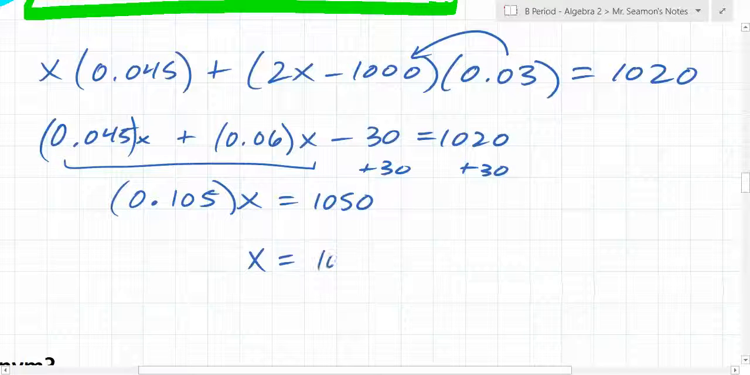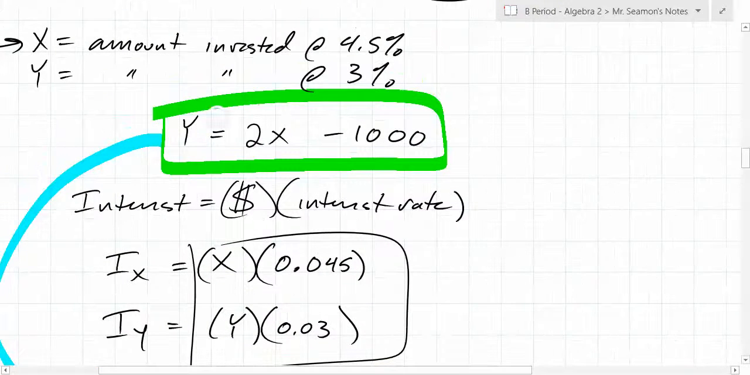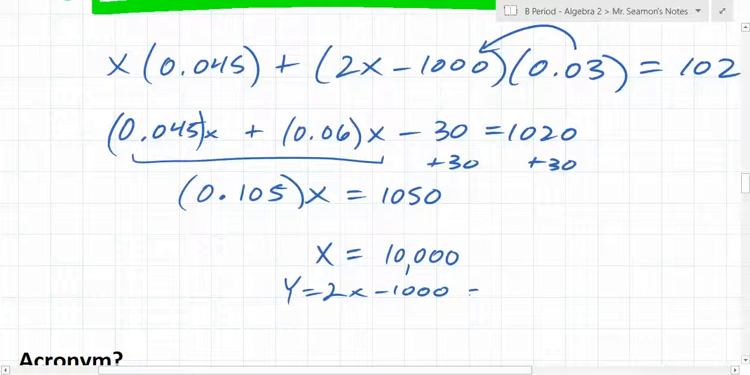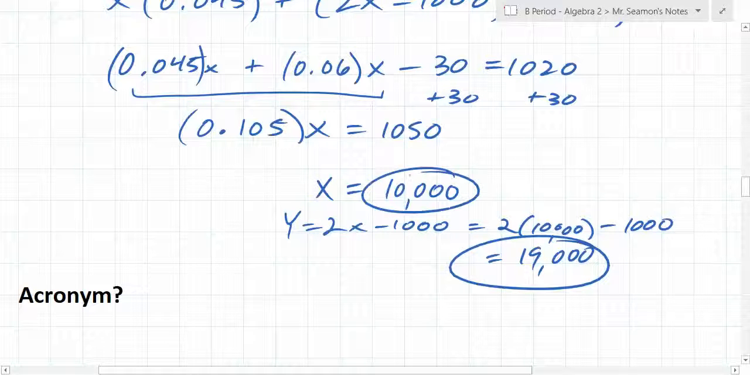10,000. Correct. It's 10,000. Now we have X, but are we done answering this question? We have X. What do we need to find? Well, what do we know Y equals? 2X minus 1,000. We know that Y is equal to 2X minus 1,000. So that's going to be 2 times 10,000 minus what? 1,000. So that's going to be what? 19,000. So that's how much in one account, and that's how much is in the other.